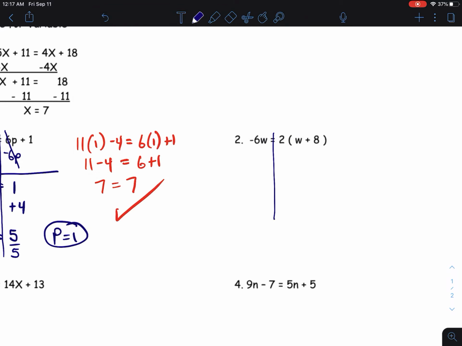All right, so we'll move to the next one. So we're going to distribute. Two times w is 2w. And then 2 times 8 is 16. I have a 2w, and then I have this negative 6w on the other side, so I'm going to subtract 2w from each side.